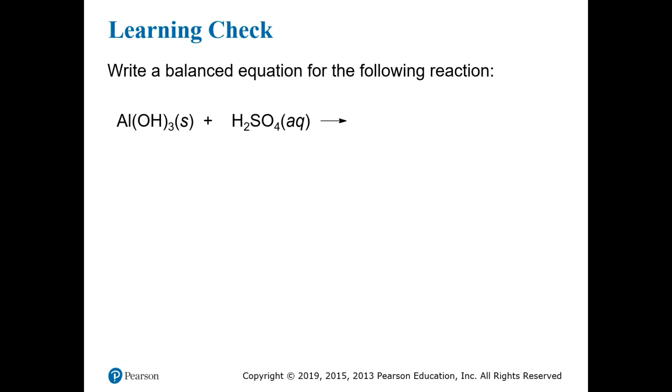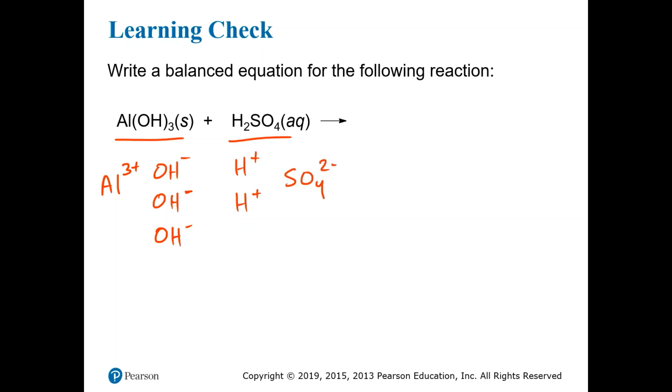Let's take a look at another example like this. Here we have a reaction between aluminum hydroxide and sulfuric acid, H2SO4. Since we need to balance the number of hydroxides in the base with the number of hydrogens in the acid, we should start by breaking these compounds down into their individual ions. In aluminum hydroxide, you have an aluminum ion, which is always 3+, and 3 hydroxides, which are each OH-. In the sulfuric acid, you have 2 hydrogens, 2 H+ ions, and a sulfate, SO4 2-.